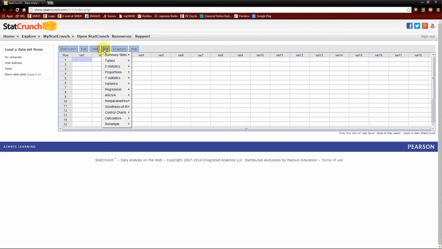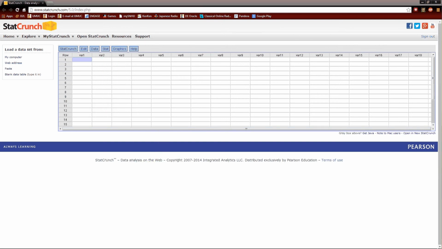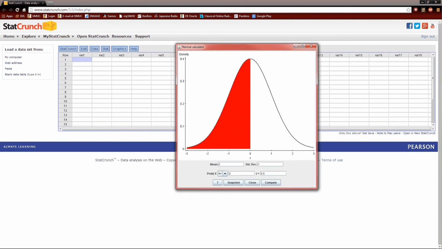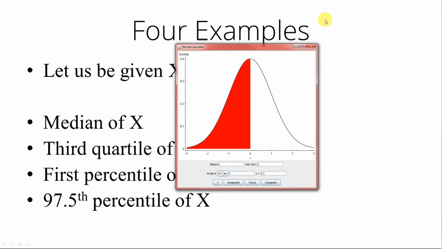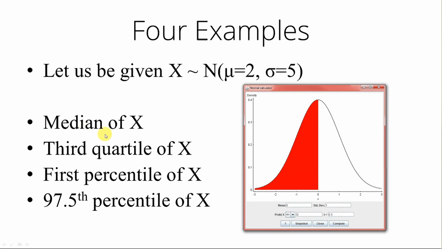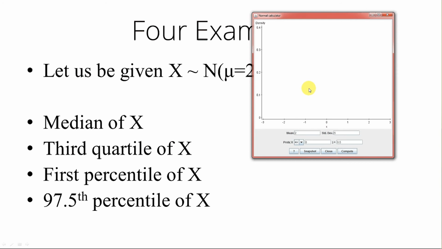Again, it's Stat, Calculators, Normal. And again, this nice window pops up. So the first example, we need to calculate the median of x, which is the 50th percentile, where x is distributed normal 2, 5. So first we'll put in the mean of 2, standard deviation of 5. In the last video, we filled in the x value here. We don't know the x value. We're trying to figure out what that is.